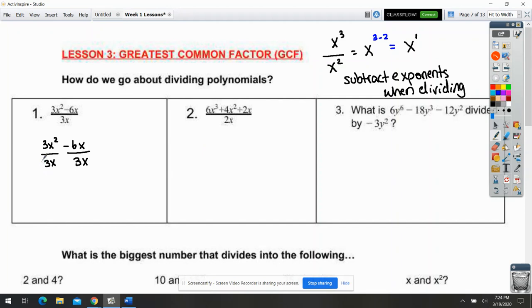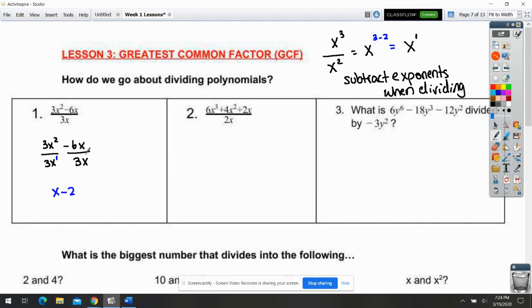So here, we're going to divide going from left to right. So we have 3 divided by 3, which we know is 1. Now, x to the second divided by x, remember this has an invisible 1. So that 2 minus 1 just becomes x to the first, which you don't need to put to the first power. And I also don't need this 1. So we're just going to leave it as x. Next, we have negative 6 divided by 3, which is negative 2.